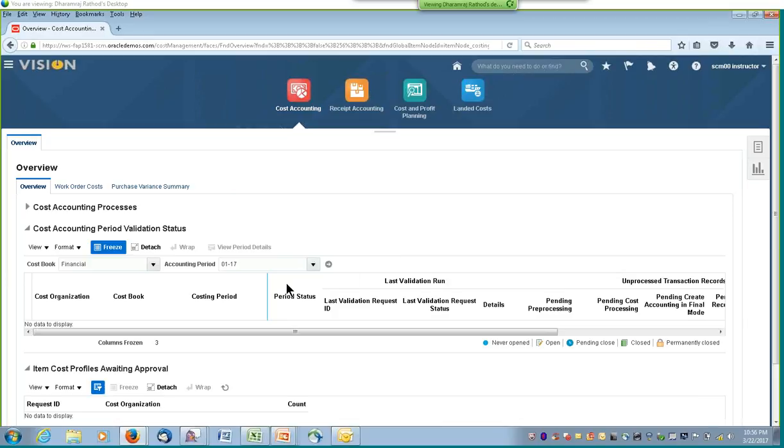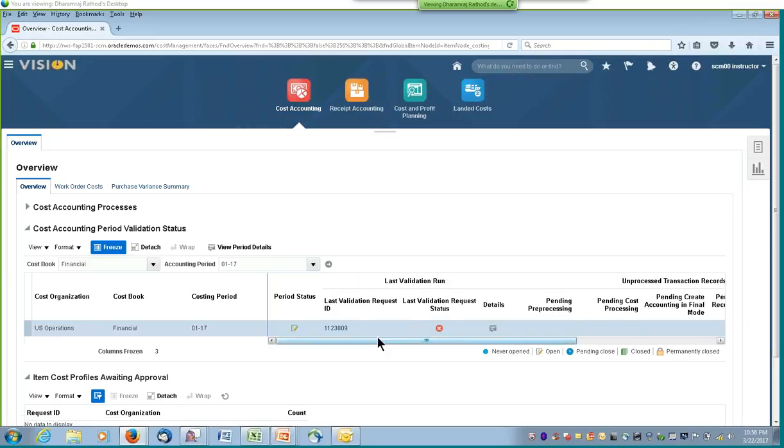Okay, I should be able to see the ESS job running. Yeah, and then I can go and get the details of this valuation report and figure out if anything is going wrong and so on.